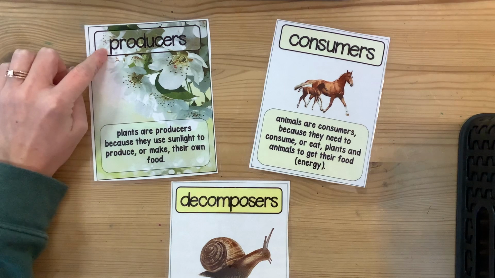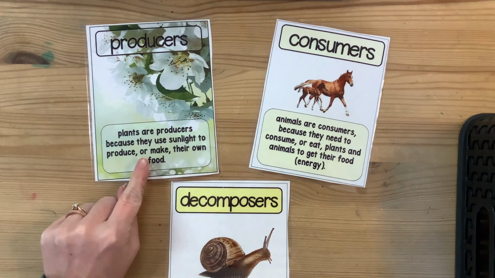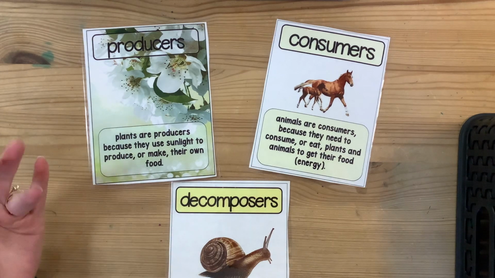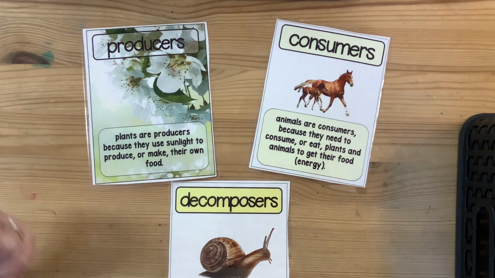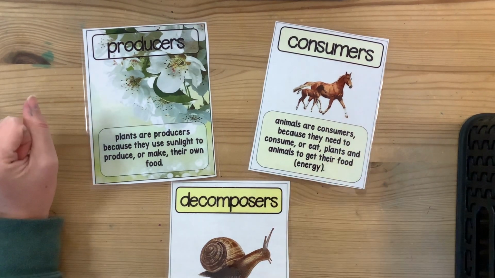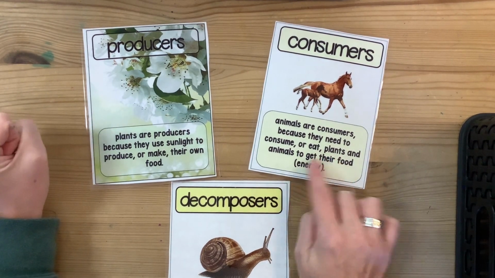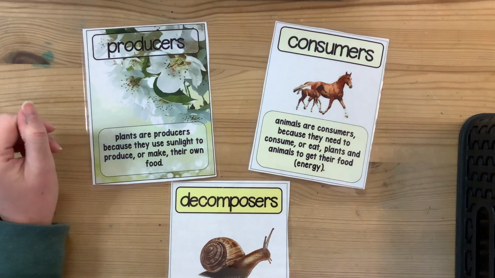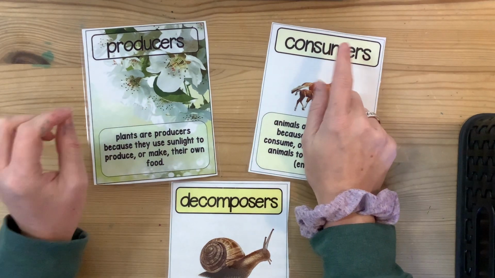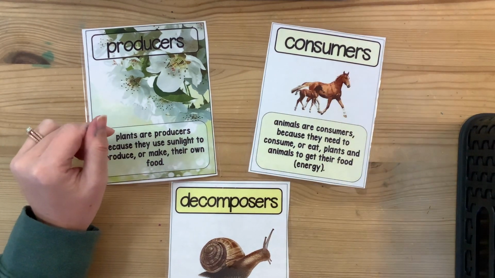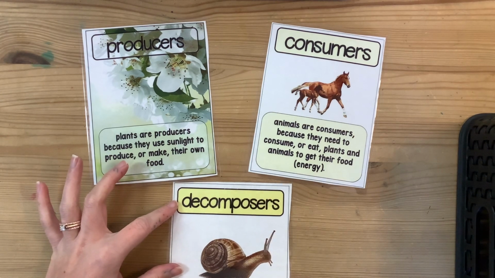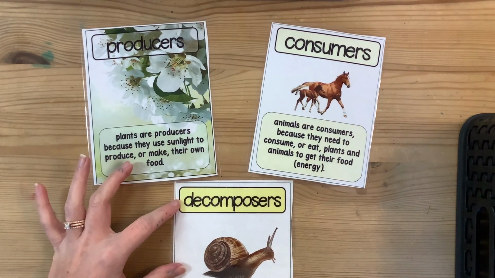So a producer is something that uses sunlight to make their own food and energy. Because remember, we get food from energy. Consumers consume or eat their plants and animals to get their food and energy. So a producer produces its own energy, and a consumer has to eat or consume its own energy. And then a decomposer is an animal that breaks down dead matter to return nutrients back to the soil.